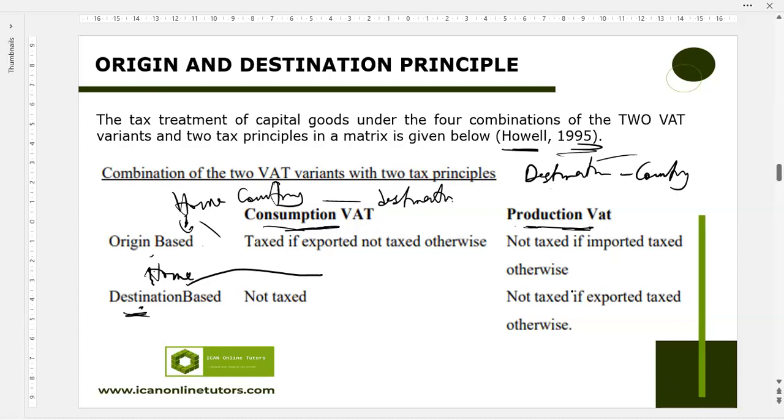Then for the production variant, this is not taxed if exported, taxed otherwise. That is at the point of import. So in the destination country, you subject it to tax if it will not be taxed in the country exporting it. So please take notes. If it will not be taxed in the country exporting it, then it will be taxed in the country importing it.